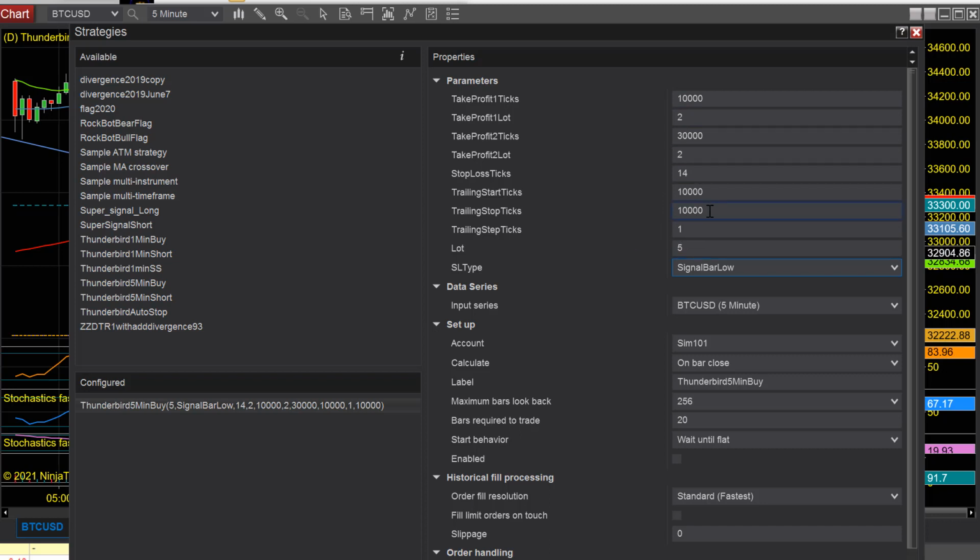The trailing stop is going to be 1 point from the price. So if you just went up a point, or say you went up 100, following up 100 would be right at break even. So that's how we consider a break even trailing stop. Signal bar low is set.